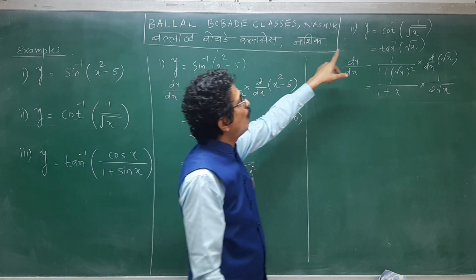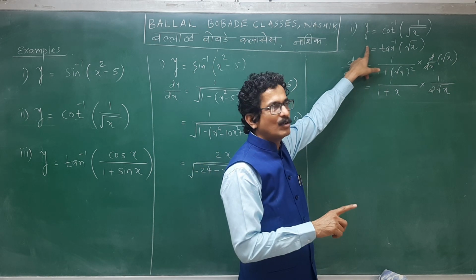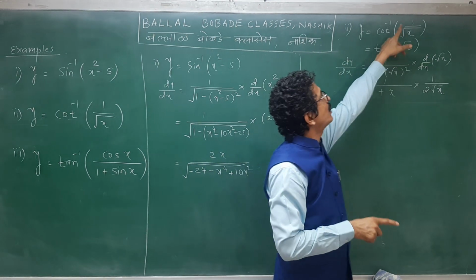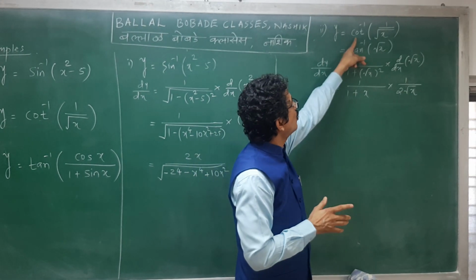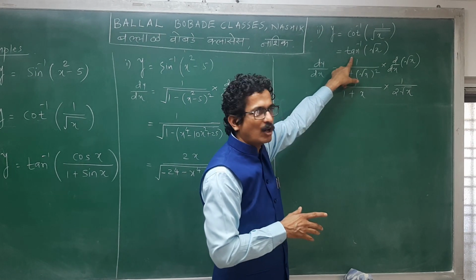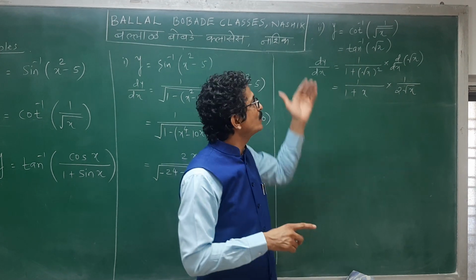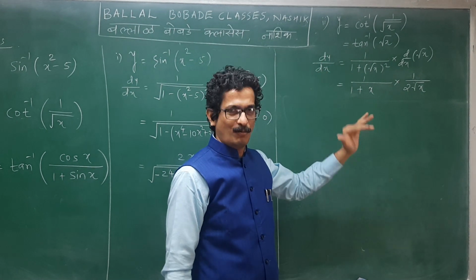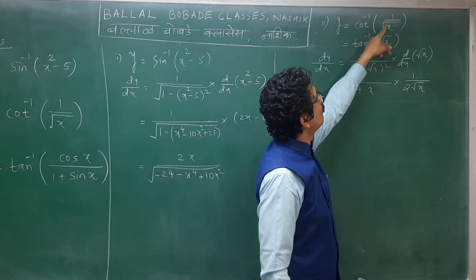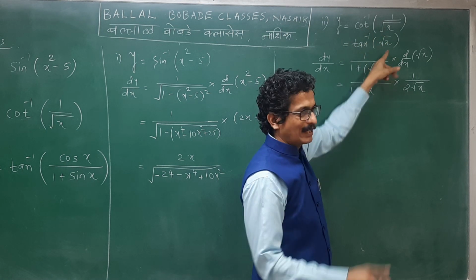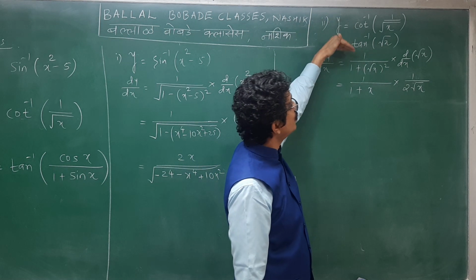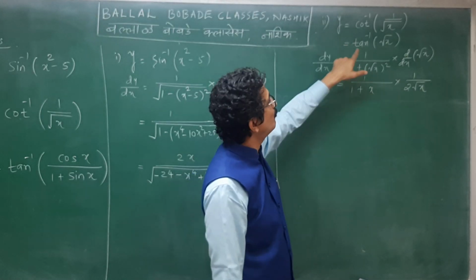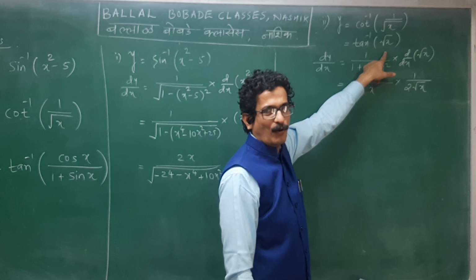Have a look. Y equal to cot inverse of 1 upon root x. Now you might feel there was a cot inverse expression and suddenly it became tan inverse. That comes from inverse trigonometry formulae. Cot inverse of 1 upon x is tan inverse of x. It's the reciprocal part. You can go through the inverse trigonometric function list of formulae, you will realize that this is a true formula.